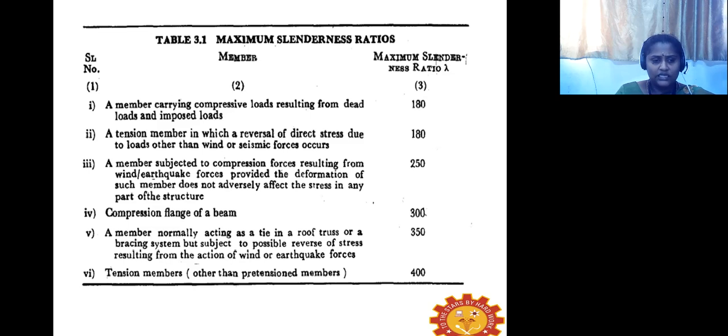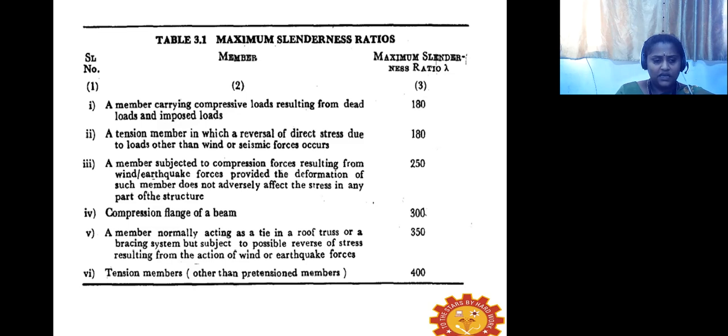If you are going to design a tension member in which a reversal of direct stress due to loads other than wind or seismic forces occurs, in that case, you can assume the slenderness ratio to a maximum of 180. And the third case is, if a member is subjected to compression resulting from wind or earthquake forces, provided the deformation of such members does not adversely affect the stress in any part of the structure, in that case, you can assume the slenderness ratio to a maximum of 250.